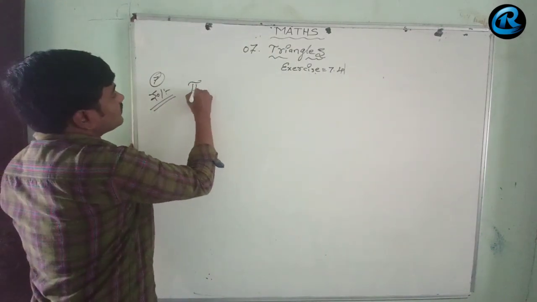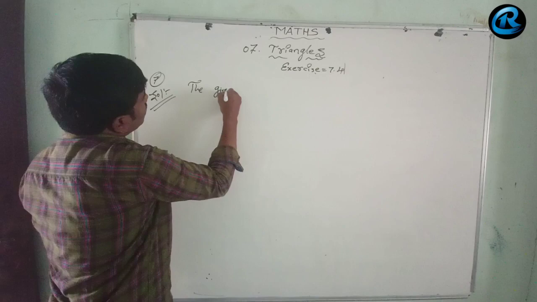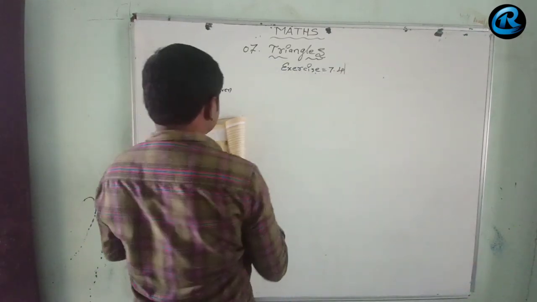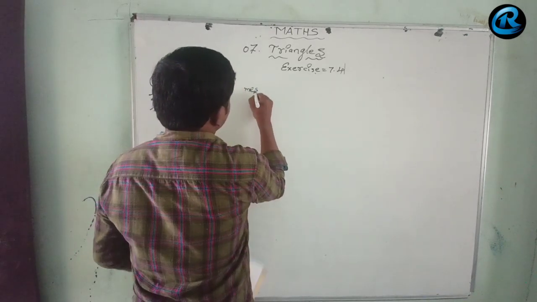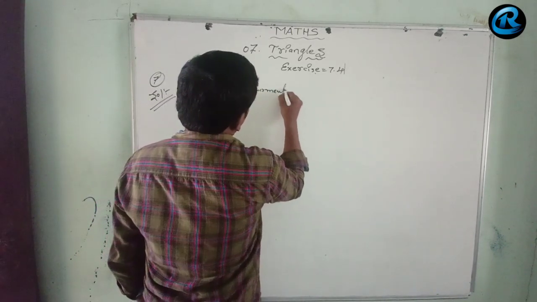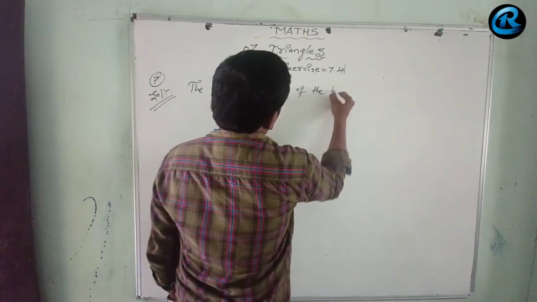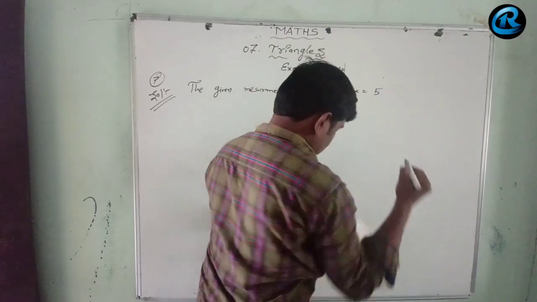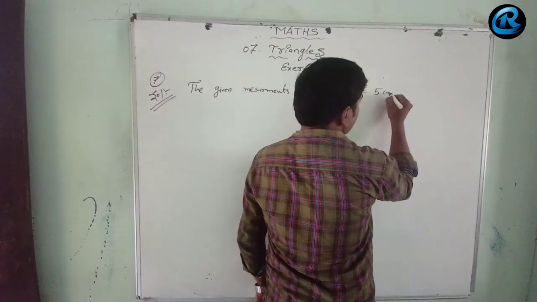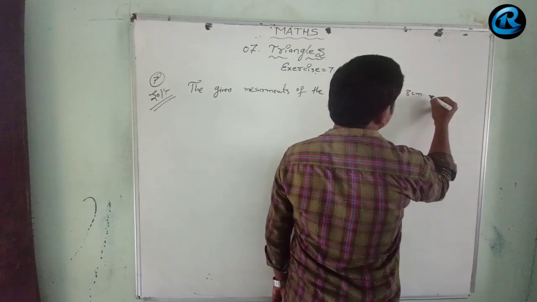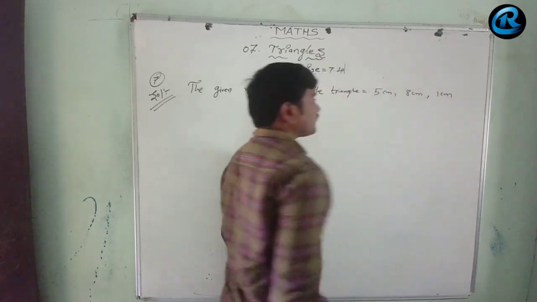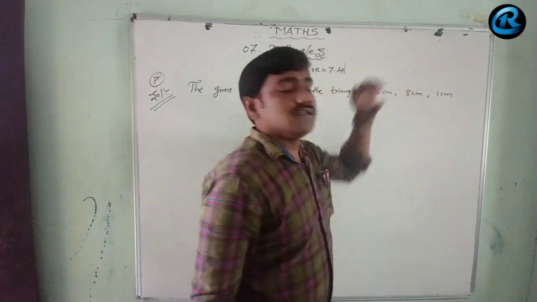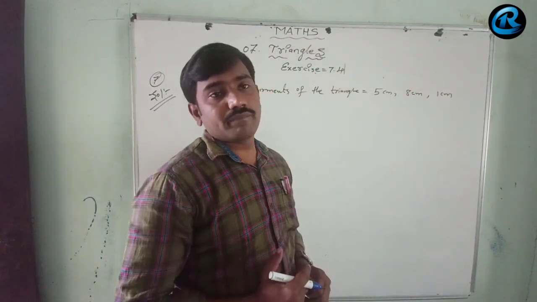The given measurements of the triangle are equal to 5 centimeter, 8 centimeter, 1 centimeter. These are the three measurements they have given. With these three measurements, can we form a triangle or not?